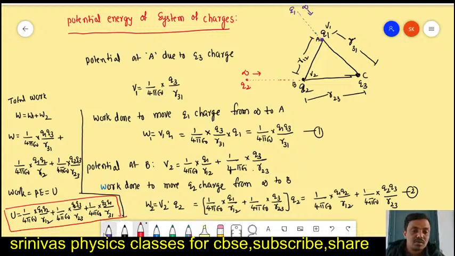It is very easy to remember. How? Potential energy between these two charges, 1 by 4 pi epsilon Q1 Q2 by R12, between two charges we derived, no? Between these two charges, 1 by 4 pi epsilon Q2 Q3 by R23. Between these two charges, 1 by 4 pi epsilon Q3 Q1 by R31. Right? Simple. The three potential energies you have to add, then we will get the total potential energy.